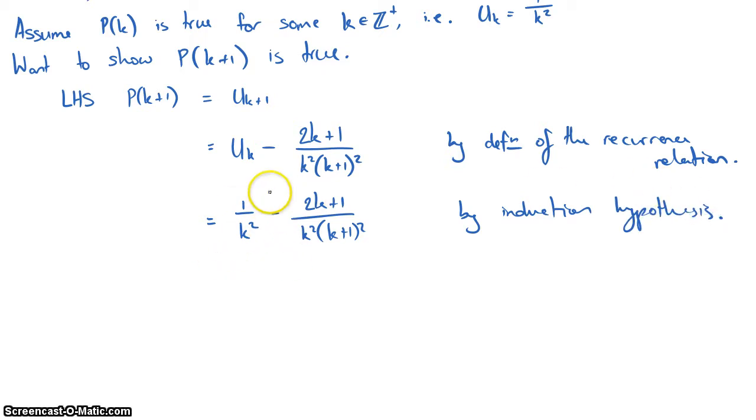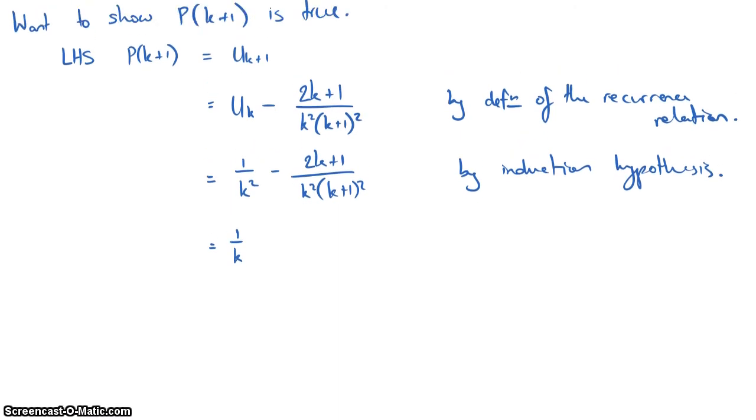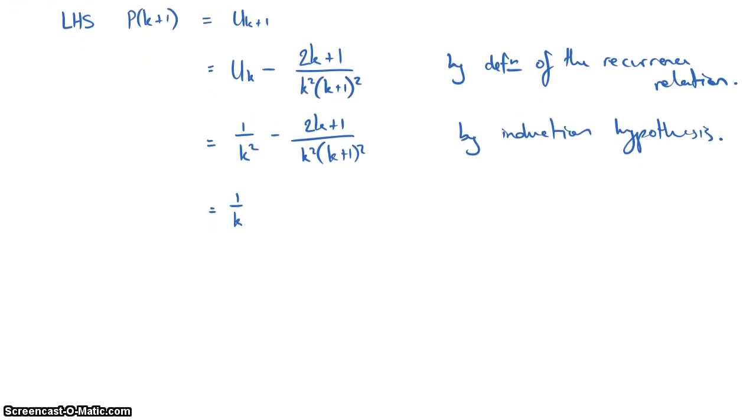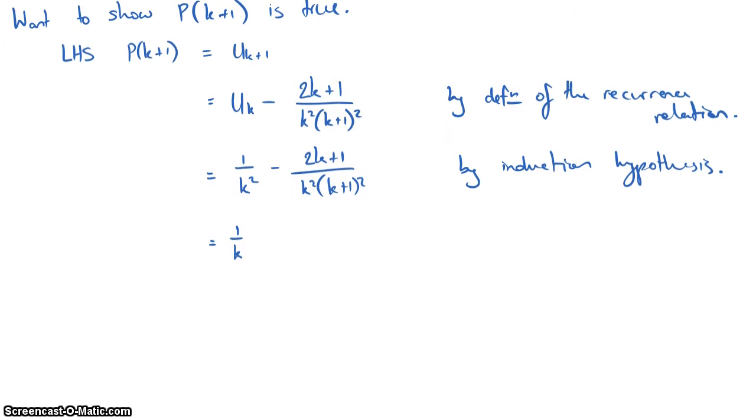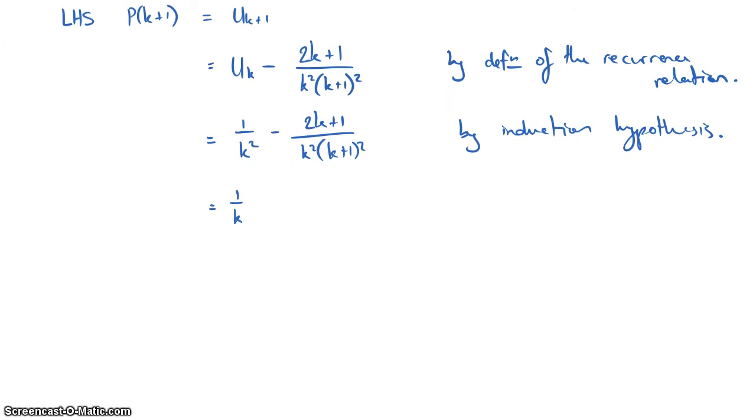Right, so now I've done what I needed to do. I've used my induction hypothesis. It's just about simplifying it until the answer comes out. So I see that there's a 1 over k squared common to both, so I might just take that out. Actually no, I'm not going to do it that way. Okay, hold on, there's something really wacky going on. I'm going to make them the same denominator. That would have been a smarter thing to do.